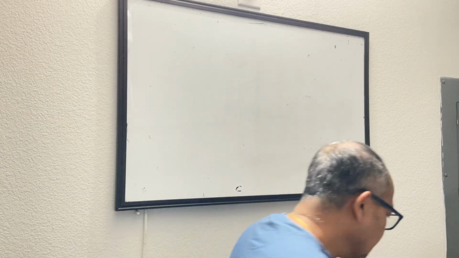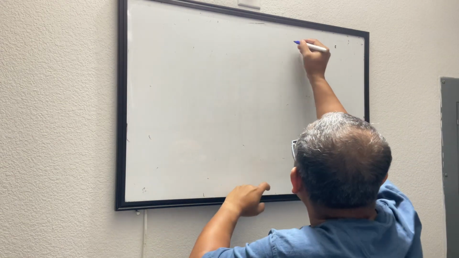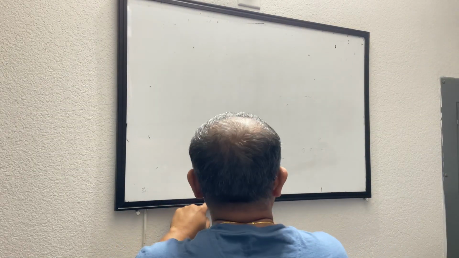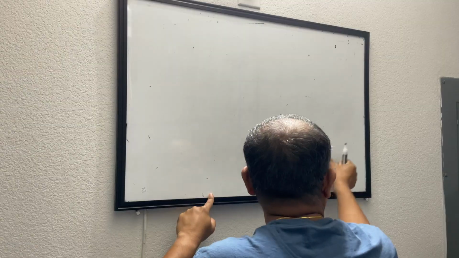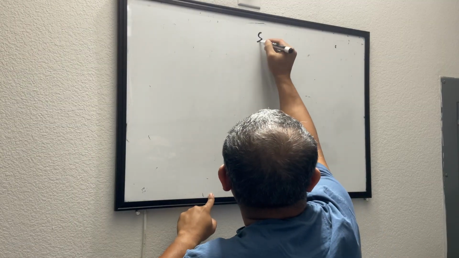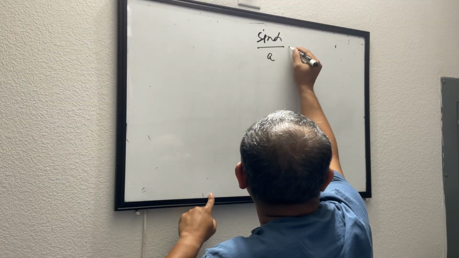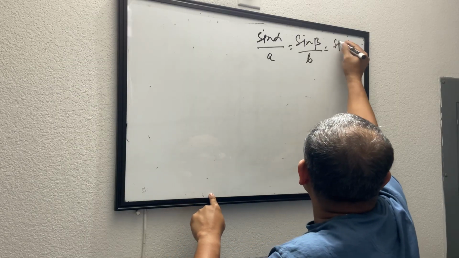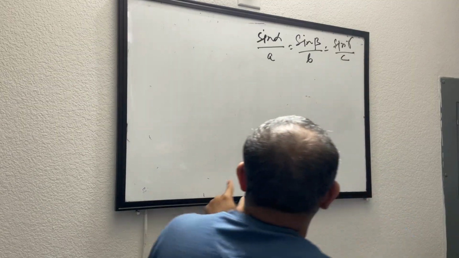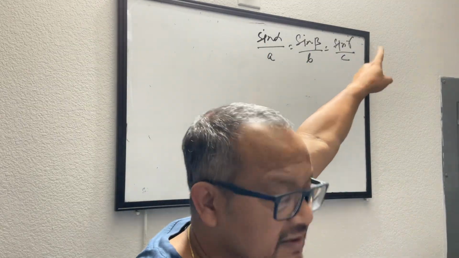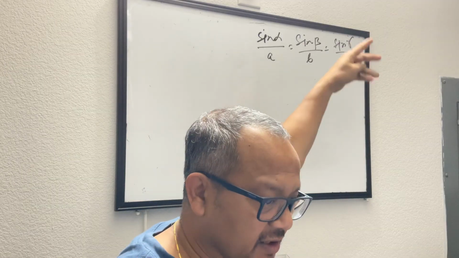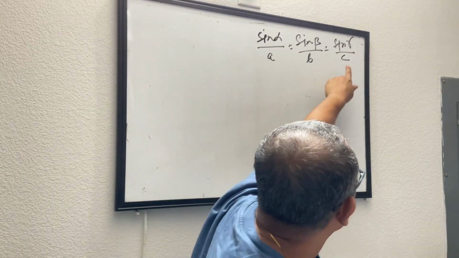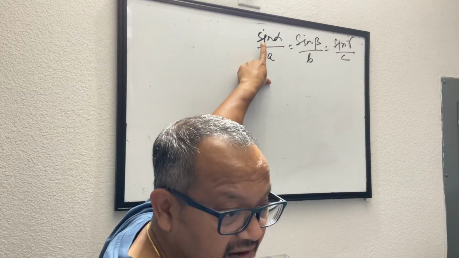Okay. Now let's look at the law of sines, which says, and you guys can see the board okay, right? And if anything is not legible, let me know. I can increase the font. Law of sines says sine of alpha by A equal to sine of beta by B equal to sine of gamma by C, where alpha, beta and gamma are the three angles of any triangle, and A, B, C are the sides opposite to these angles respectively.